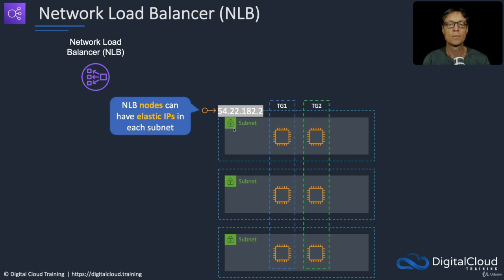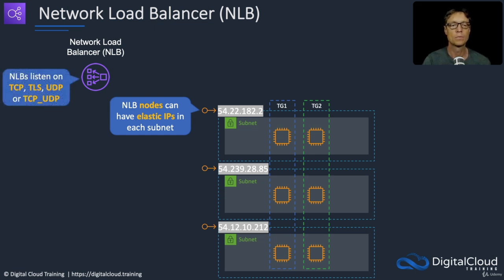What's happening physically is that in the subnets in each connected availability zone, the NLB has provisioned a node. So that means it has a presence running in each of the subnets, and that's what's used to actually forward the connections. Now, with the NLB, you can have elastic IPs for those nodes. So we can provision an elastic IP in each subnet, and that can be used then for whitelisting in client firewalls. The NLB listens on the TCP, TLS, UDP, or TCP_UDP protocols.